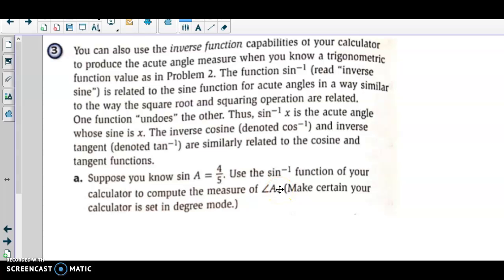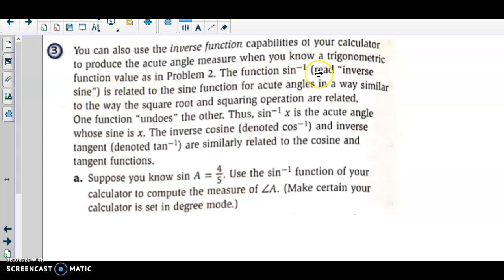Okay, hello, good morning. So I'm going to read through this. This is the next part of our inverse trig little lesson here. You can also use the inverse function capabilities of your calculator to produce the acute angle measure when you know a trig function value, like we did in problem 2.